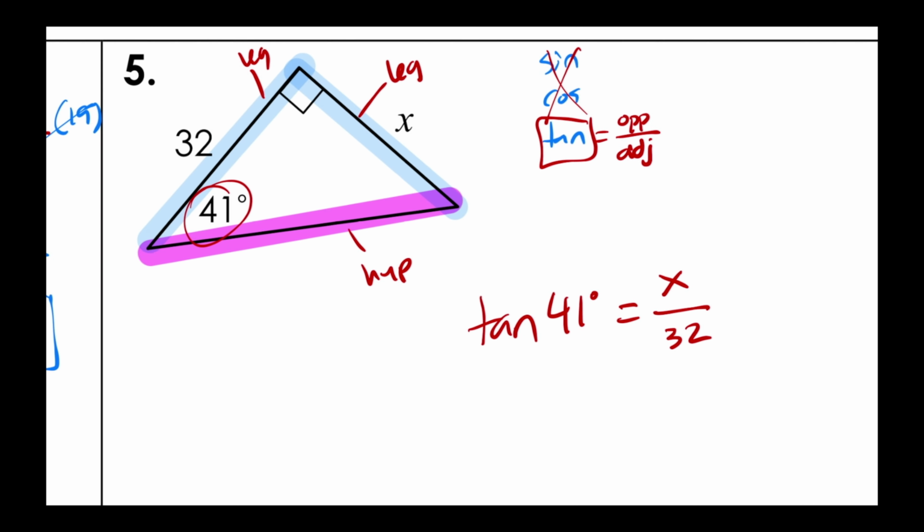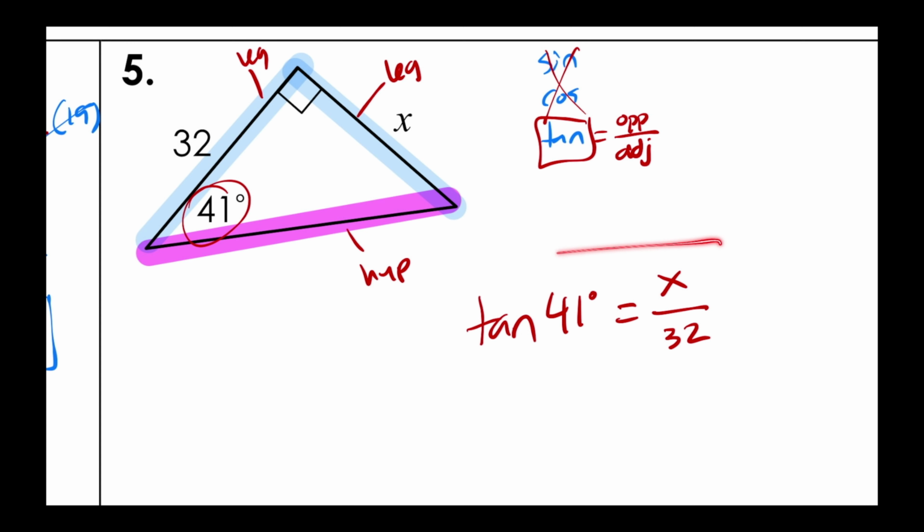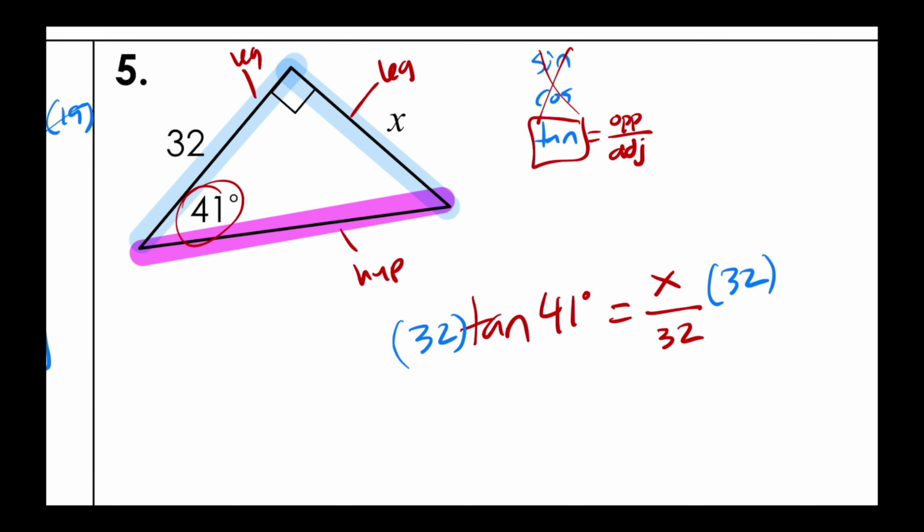And so now I have my equation set. To solve this, again, I want x by itself. So what's the opposite of dividing by 32? Multiply by 32. Thank you, student. Multiply by 32, but you got to do it to both sides. So these cancel, and I get x equals. And now to get my answer, I got to punch this into my calculator. So do the trig first. What's tangent of 41? Plug that into your calculator, and then once you find that, multiply 32 to it to get your answer. And what do you get?